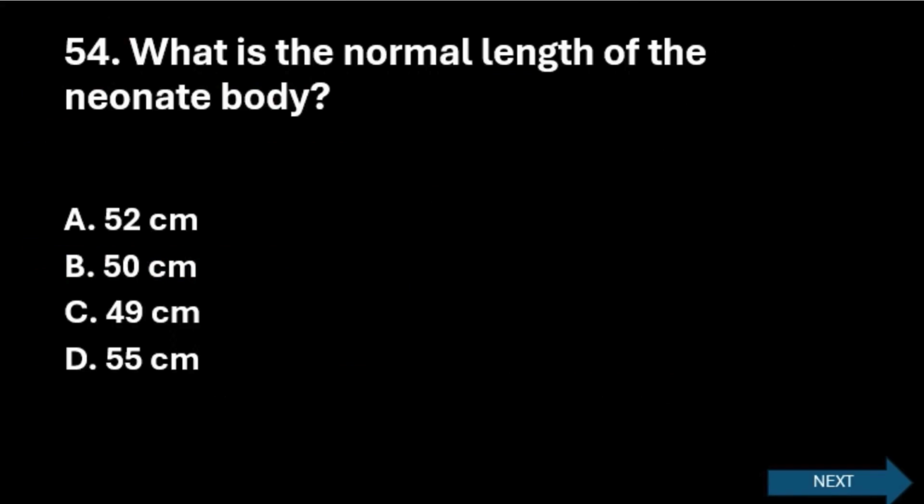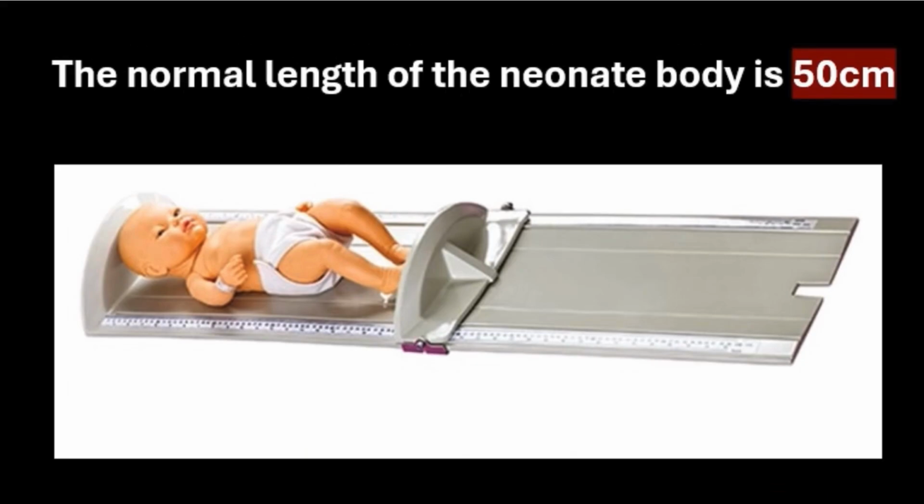Next question. What is the normal length of the neonate body? Option A, 52 centimeter. Option B, 50 centimeter. Option C, 49 centimeter. Option D, 55 centimeter. The right answer here is option B, 50 centimeter. The normal length of a neonate body is normally 50 centimeter.